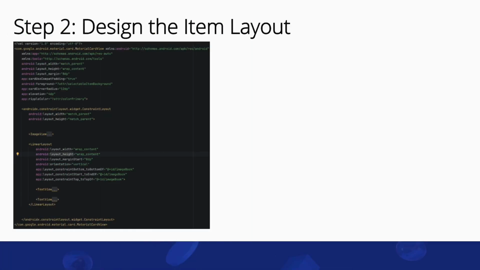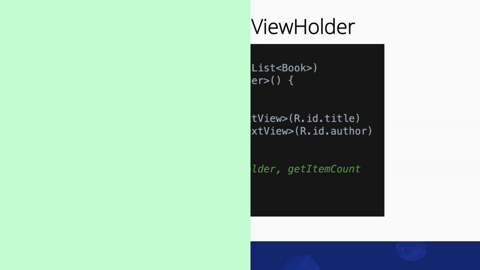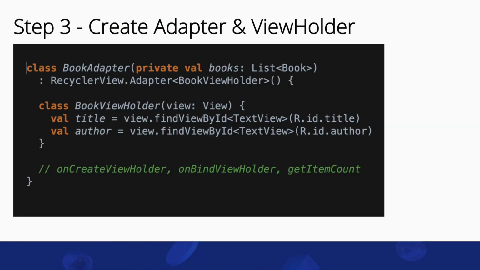Next, the layout for each item. Standard XML, a ConstraintLayout with an ImageView for the cover, and a vertical LinearLayout with two TextViews for title and author. This layout gets inflated for each item. Now, the core, the adapter and ViewHolder. The ViewHolder caches view references, as you can see in the image. The adapter creates ViewHolders and binds the data through three required methods: onCreateViewHolder, onBindViewHolder, and getItemCount.